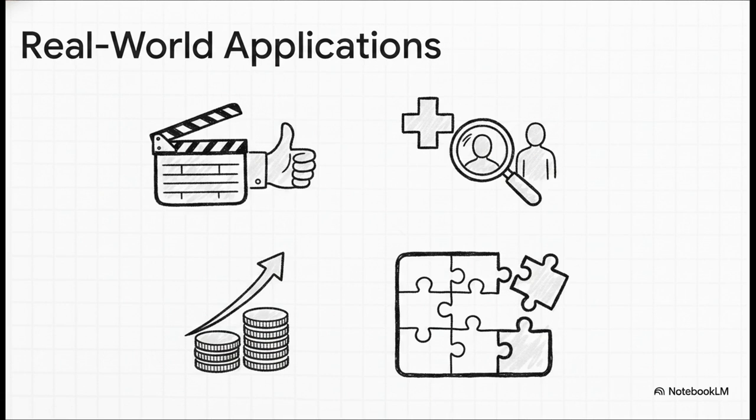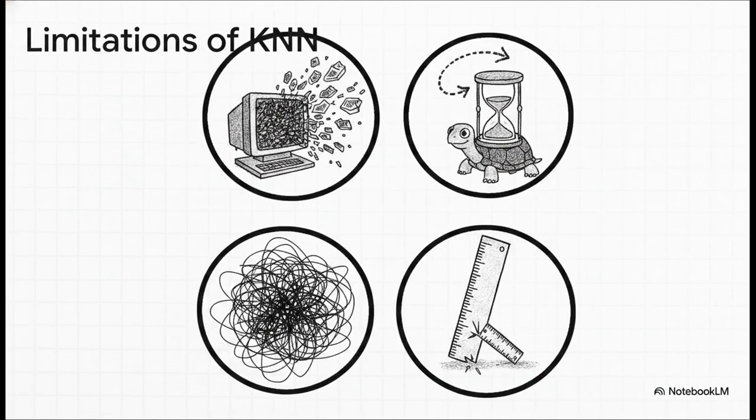It's even used for something called missing data imputation, which is basically a fancy way of saying if a massive dataset has blank spots, KNN can look at the surrounding data and make a highly educated guess to fill in the blanks. But as with all things, it has its limitations.